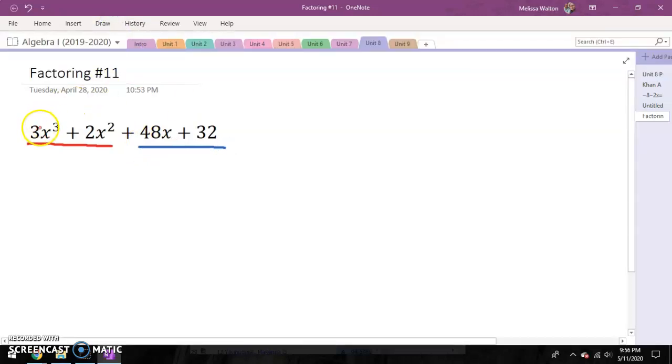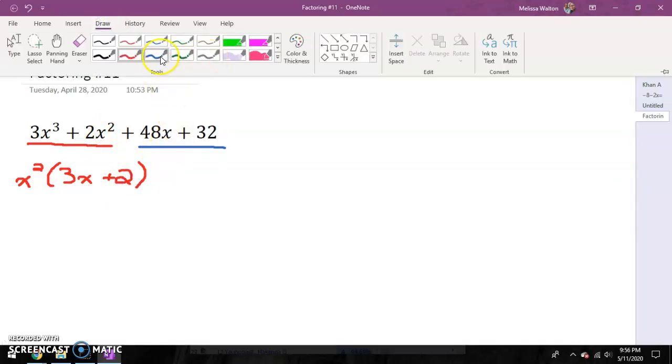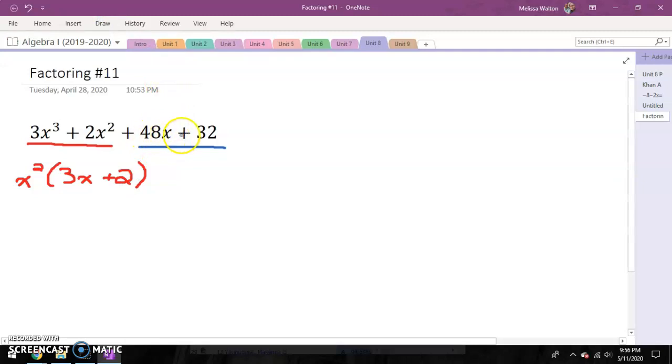All right, so here we go. 3x cubed plus 2x squared. Well, if I wanted to factor out a GCF, both of those have an x squared in them, correct? So here's what we are left with on the inside of my parentheses here. 3x cubed, so if I take out an x squared, I'm just left with a 3x. And then finally, plus 2x squared. Well, if I take out my x squared, I'm just left with a plus 2. Looks good.